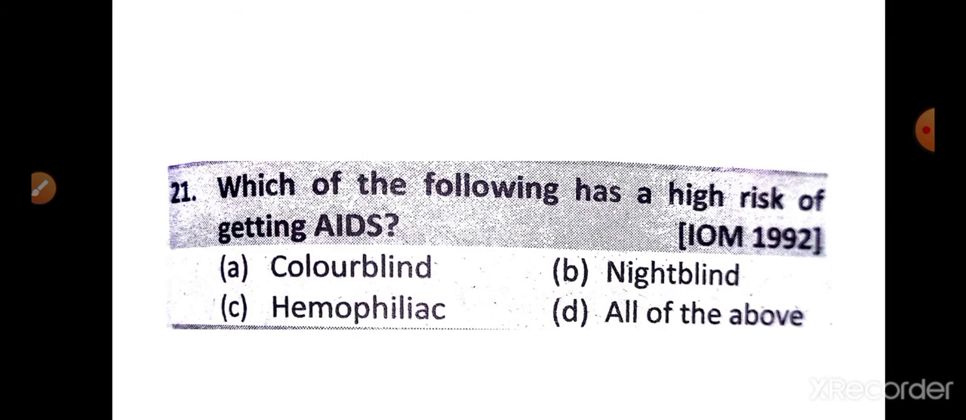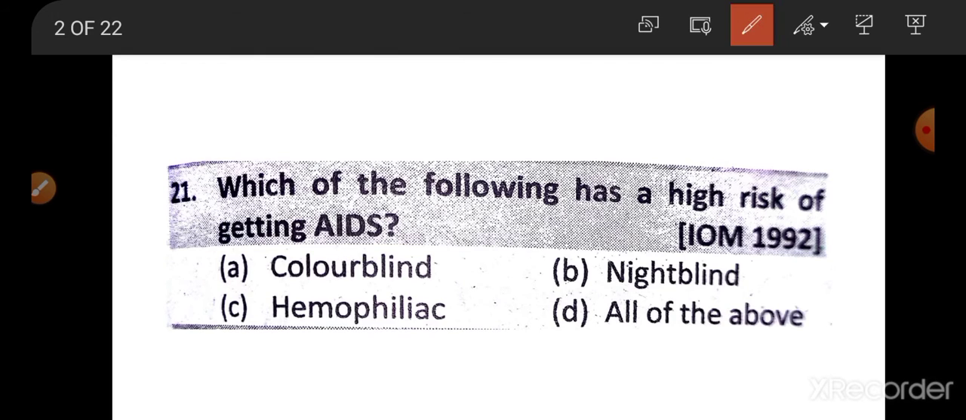A high risk of getting AIDS? Option A, color blind, B, night blind, C, hemophilic, D, all of the above. In hemophilic person, there is excessive bleeding through minor cuts. That's why hemophilic person is at higher risk of getting AIDS.